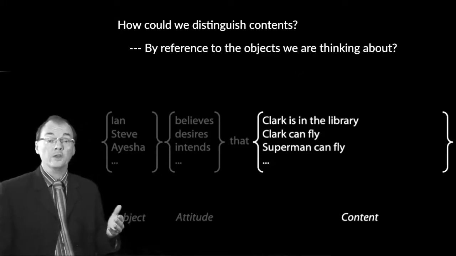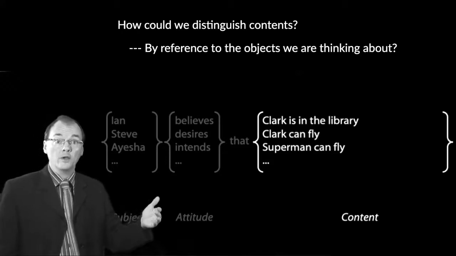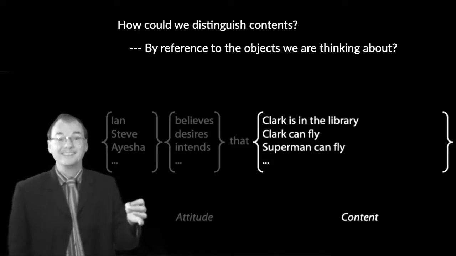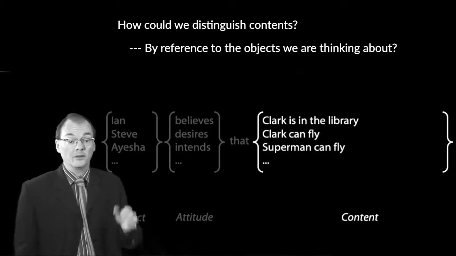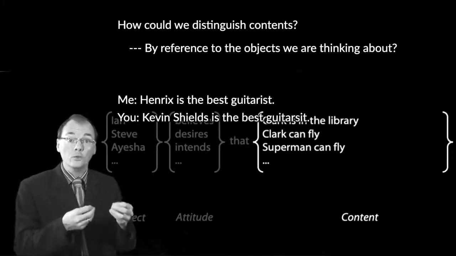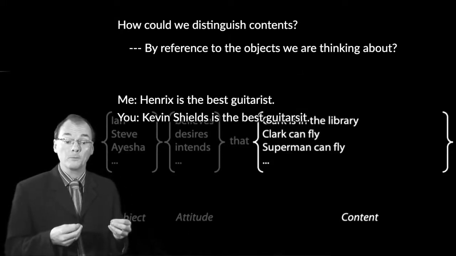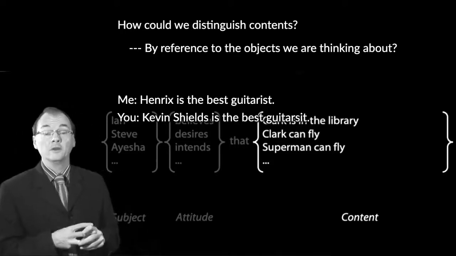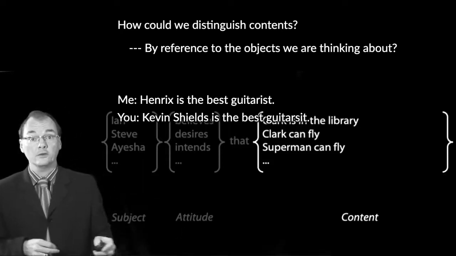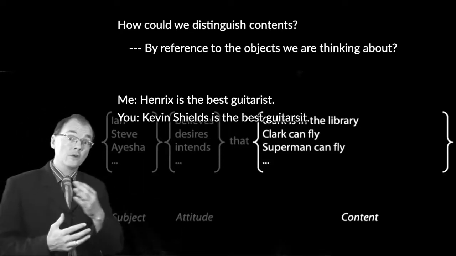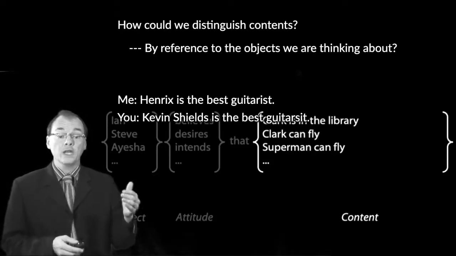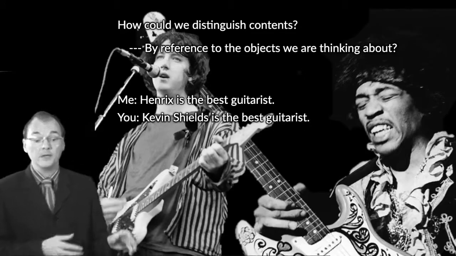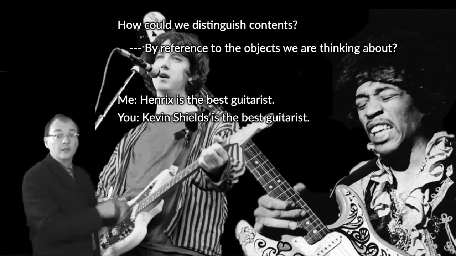A very natural thought is by reference to the things that we are thinking about. What makes one thought different in content from another is that one thought is about one thing, another thought is about another thing. So we use the things thought about in order to distinguish them. Let's say that I say to you, look, Hendrix is the best guitarist here by far. And you say to me, no, Steve, it's Kevin Shields. So we're thinking thoughts which differ along the content dimension. And the natural thought here is that we can distinguish those thoughts by appeal to the things that they are about, in this case, Shields and Hendrix themselves.